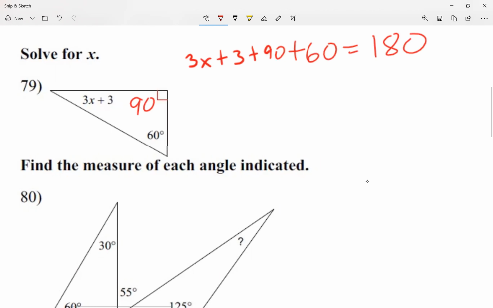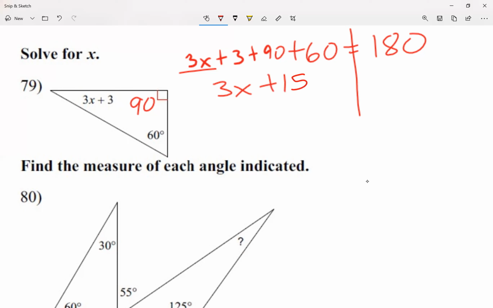Let me separate my sides to the equal sign. The left side, let me condense it. Let me make it a little bit smaller. When it comes to letters, I just have a 3x. When it comes to numbers, just numbers, I have 3 plus 90 plus 60. That's 153. And I have that all this is equal to 180.